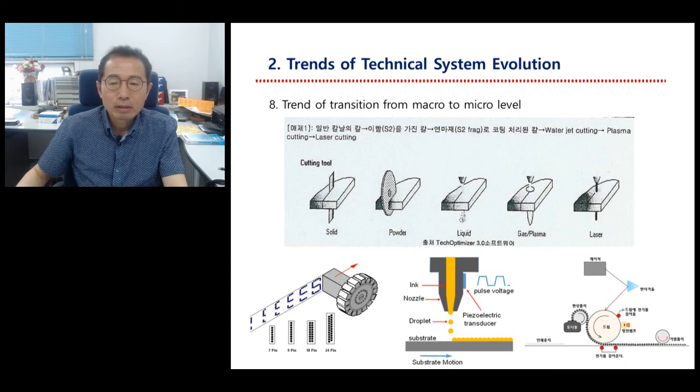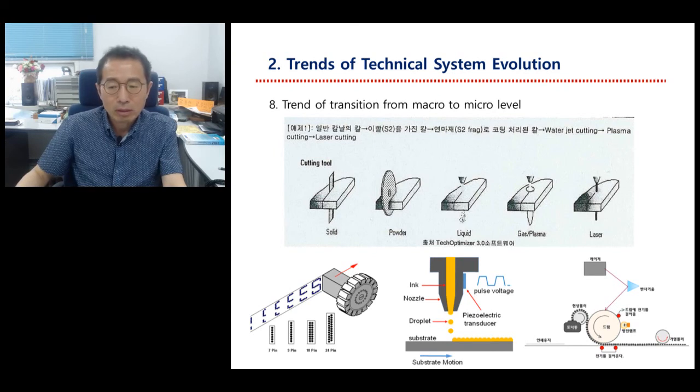Next, this example shows how the working unit material changes from solid to liquid and fields. This is an example of cutting tool development. At first, the saw was made of a bulk solid but developed into a blade made by sintering diamond powder or powder of strong materials.